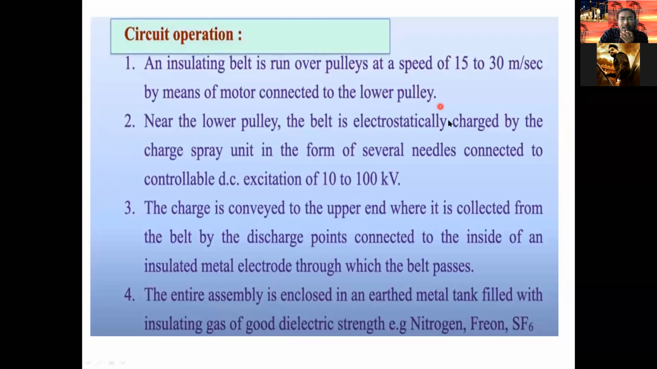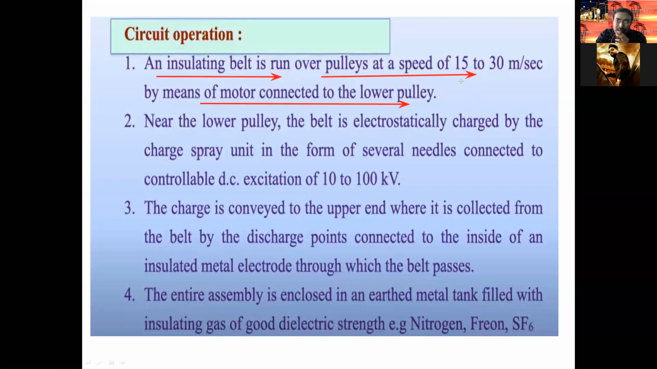It's clear. Then, circuit operation. All of you write this first. Circuit operation: an insulating belt runs over the pulley at a speed of 15 to 30 meters per second, by means of a motor connected to the lower pulley. Understood? 15 to 30 meters per second means it's not fixed. According to the experiment, the speed is changing. For a small device the speed will be different, and for a big device the speed is different according to the dimensions.